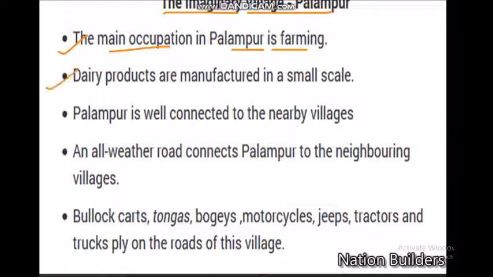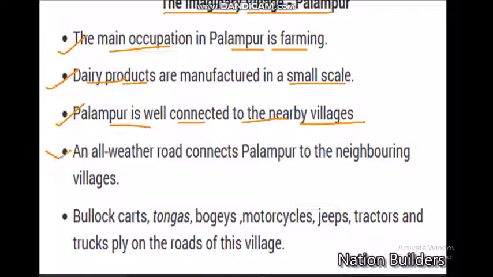Next, dairy products are manufactured on a small scale. Along with farming, dairy products are also made, but on a small scale. Palampur is well connected to the nearby villages. The connectivity is good, the roads are built very well. So to the taluka, to the district or other towns, this village is connected. It means there are good roads which can help in transportation.